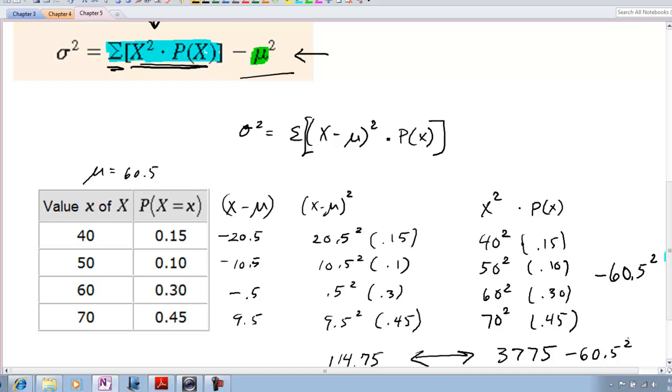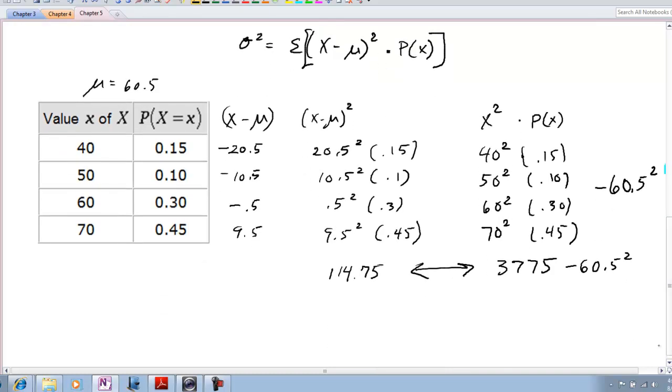Okay? But you do have to be careful because it's easy to mess up. The first time I tried this, I wrote 62.5 by mistake, and so I got it wrong.